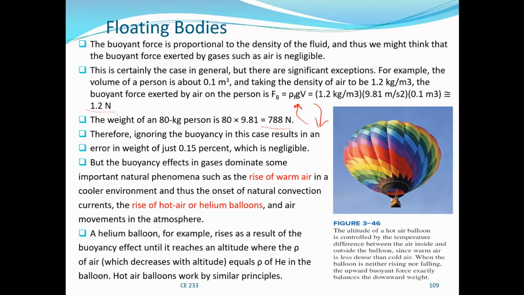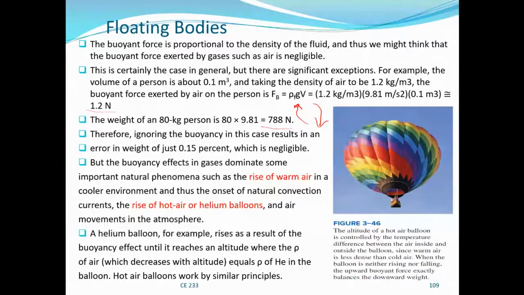Another example is the rise of hot air or helium balloons, and air movements in the atmosphere. This is like a hot air balloon. The altitude of a hot air balloon is controlled by the temperature difference between the air inside and outside the balloon. Since warm air is less dense than cold air, when the balloon is neither rising nor falling, the upward buoyant force exactly balances the downward weight.